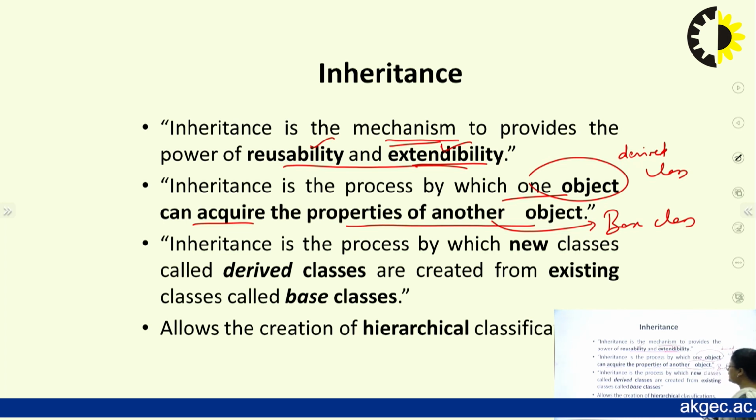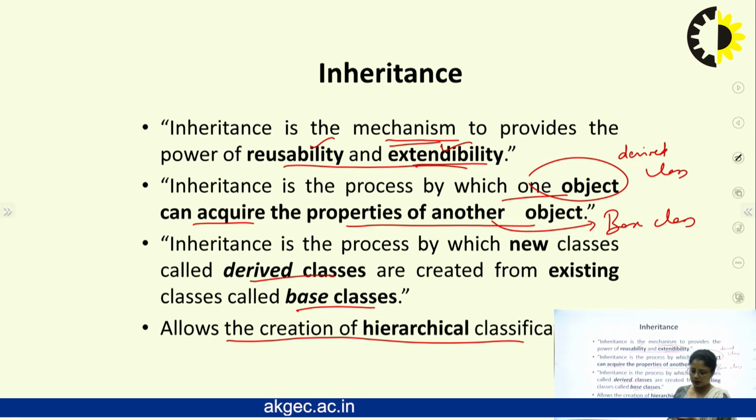So it is basically the process by which new classes, which are called derived classes, are created from existing classes, which you call the base class. So inheritance basically allows the creation of hierarchical classification. We'll talk more about it as we go through subsequent slides.